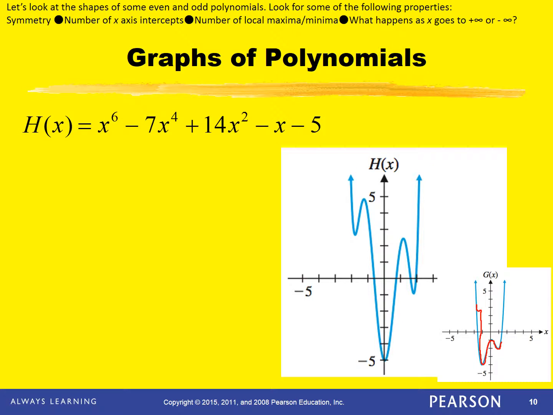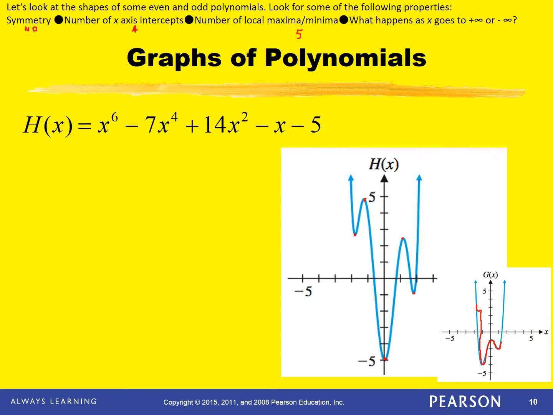Symmetry? No. Again, an even function, or an even degreed function, aspires to have y-axis symmetry, but this one doesn't. X-intercepts, I see 4. Fewer than the degree. Number of local min and max. Well, I think, again, it's going to be one fewer than the degree. Because there's a min, there's a max, and a valley, and a peak, and a valley, and a peak. 5 extrema.